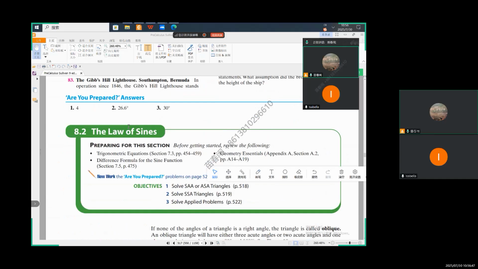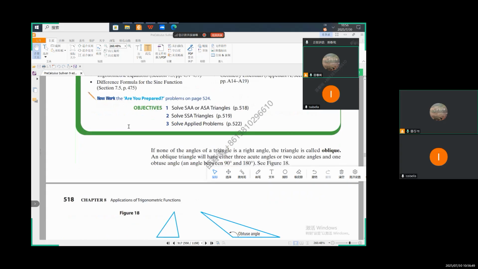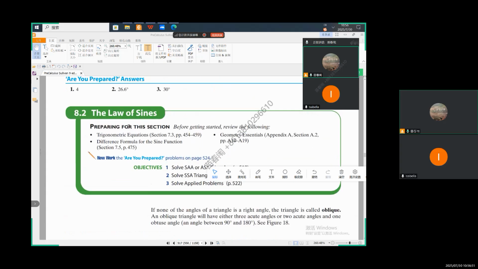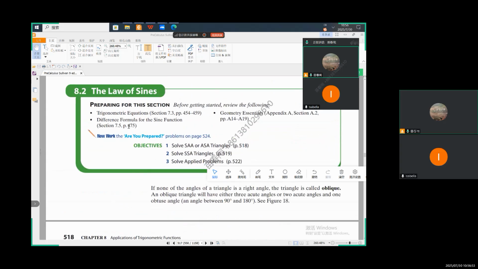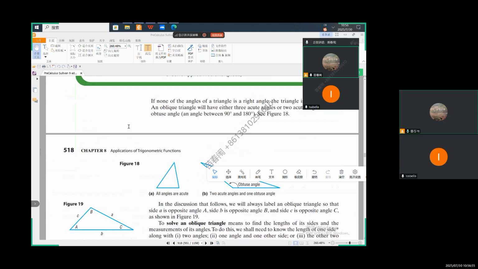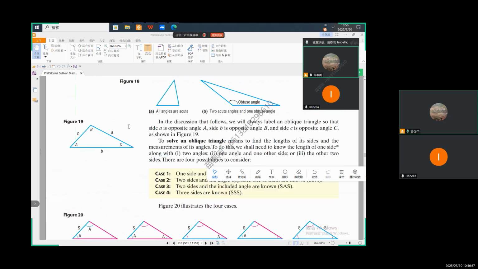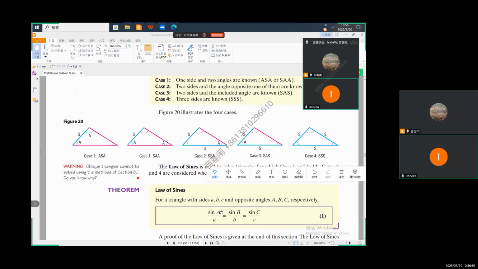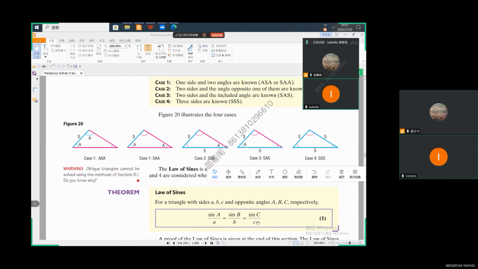Have you learned the law of sine? Sine law, cosine law. Have you learned sine law? I don't think so. Let me show you. It's this. Okay, and we can take a look. This is the one that we want.